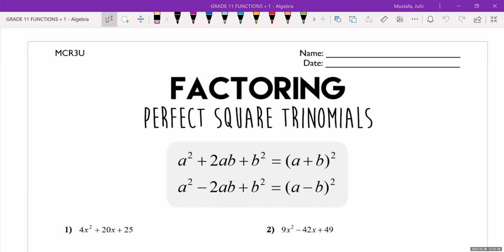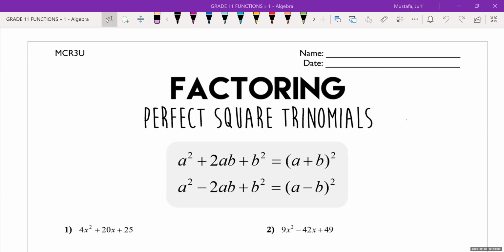The last two types of factoring questions are on your chart, the ones that are 3 terms and 2 terms. So we're finishing off the chart. We're going to talk about perfect square trinomials, and you guys are going to find these formulas very familiar. Remember when we did special products? It's actually just the opposite.